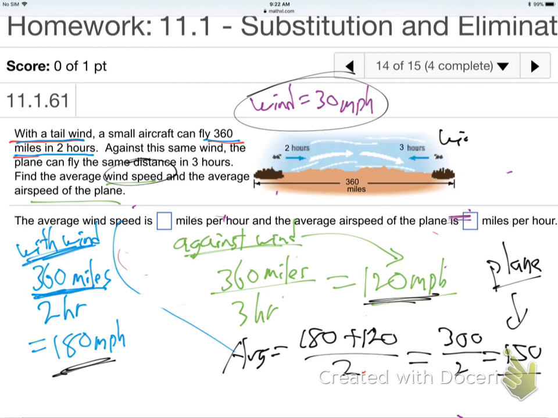Is that confusing? We figured out the plane's 150 because we took the middle. We said 180 with the wind, 120 against the wind. Then we took the middle of those two. We averaged them. Got 150. That's the plane alone, no wind. Does that make sense? It's the middle of the wind helping and hurting. And then once you got the plane alone, 150 plane alone, 180 when the wind blows, the wind's doing 30. The wind's helping by 30.